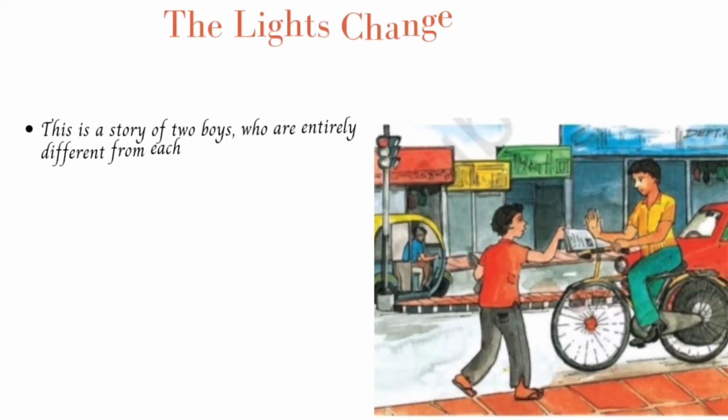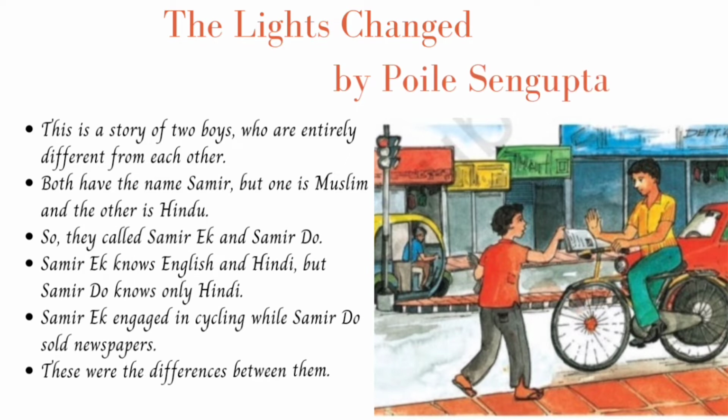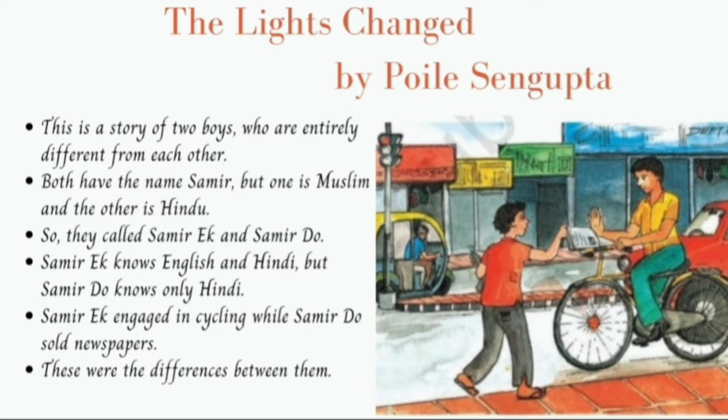One of the stories given in the textbook is The Lights Changed by Paromita Sengupta. This is a story of two boys who are entirely different from each other. Both have the name Samir, but one is Muslim and the other is Hindu. So they called Samir Ek and Samir Do. Samir Ek knows English and Hindi, but Samir Do knows only Hindi. Samir Ek engaged in cycling while Samir Do sold newspapers. These were the differences between them. But still, they could become friends.